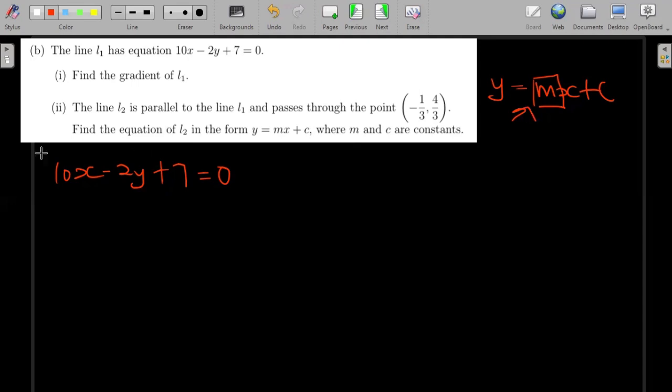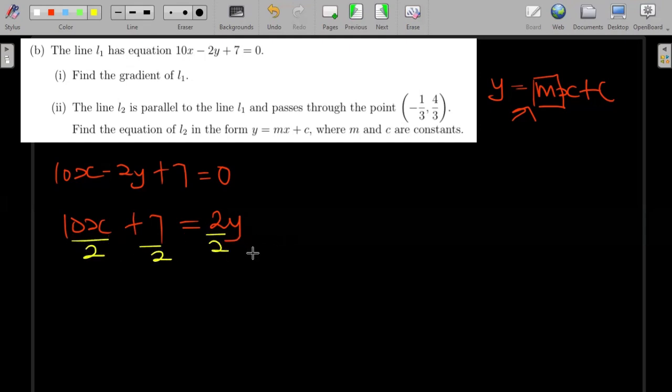So, okay, let's leave the y alone. So we're going to have 10x plus 7 is equal to, we take this minus 2y to the other side, so it will be positive 2y. Okay, and then we can divide throughout by 2. So I'll divide here by 2, here by 2, even there by 2. So what do I get there? We're going to get y is equal to, what is 10 divided by 2? That would be 5x, and then plus 7 over 2.